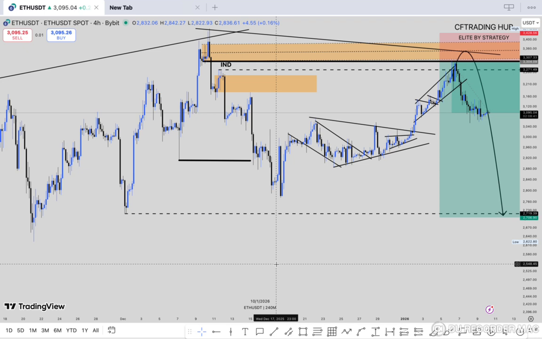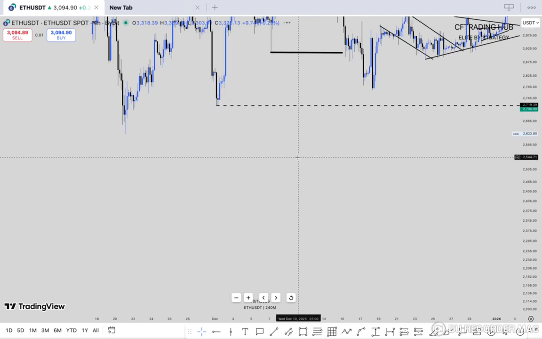So now we're talking about market structure coupled with liquidity. So liquidity and market structure together. Now, let's dive into it. Liquidity and market structure work together, not separately at all. It doesn't work separately. It works together.